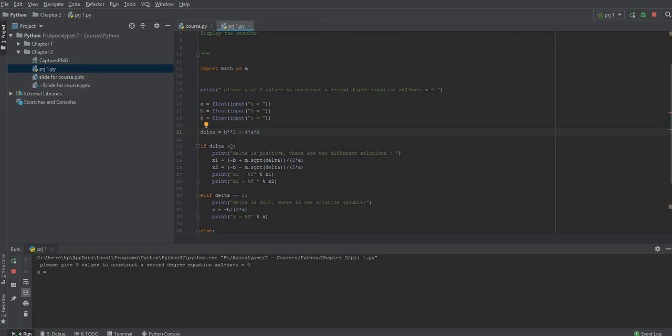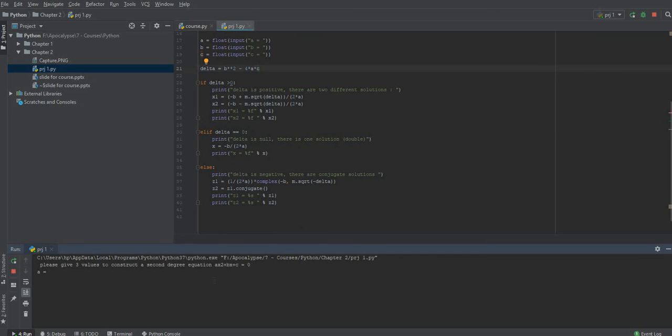For example we'll make something easier: a equals 1, b equals 2, and c equals 1. This is x squared plus 2x plus 1, which is equal to (1 plus x) all squared, and the solution of this is minus 1 as a double solution because delta will be 0. Let's check that. Of course delta is null and minus 1 is the solution. So the model is now verified and it works well.